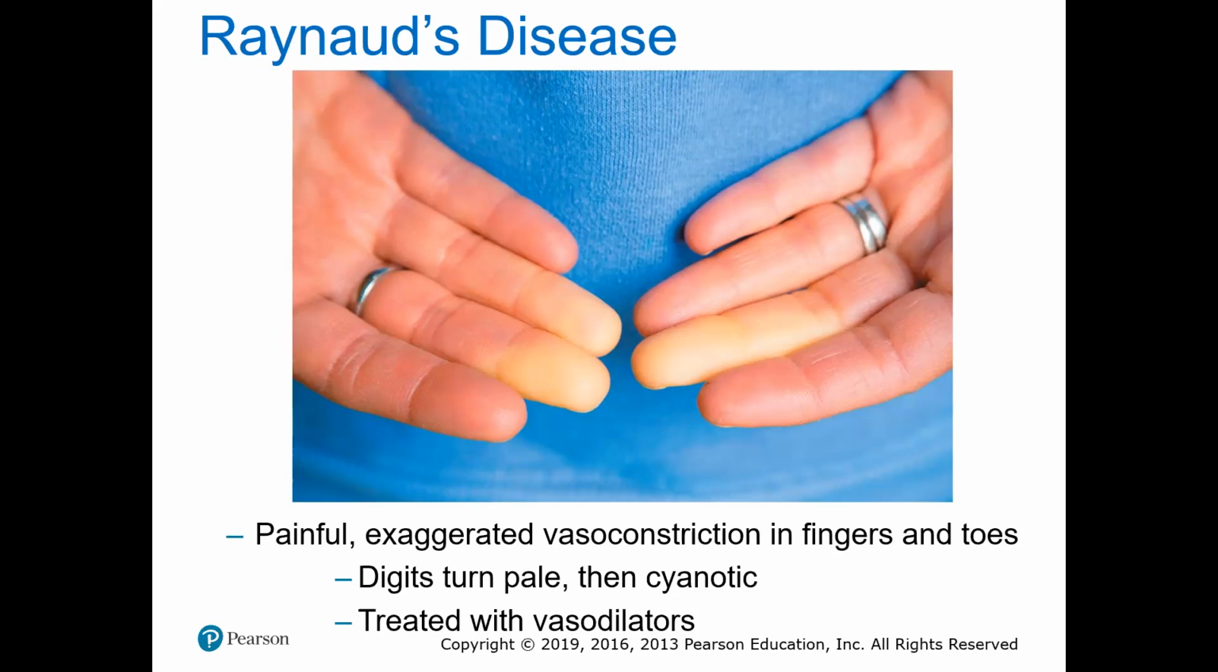How do we deal with it? We use vasodilators to counteract the norepinephrine. We may use nitric oxide, nitroglycerin, for example, as our vasodilator. Okay, so that is chapter 14. I told you it was short.